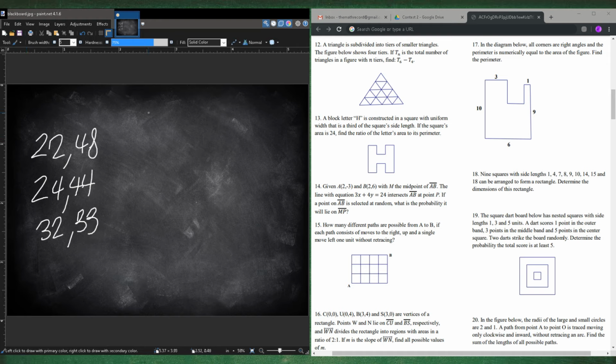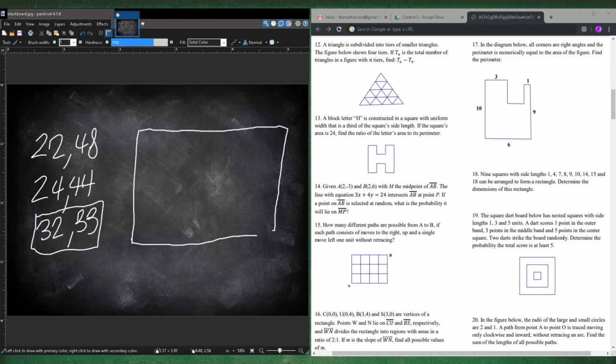To form a rectangle, 32 and 33. Let's just try with 32 and 33, because usually when the numbers are really close to each other, like 32 and 33, that's the possible answer. So let's say we have a rectangle. Let's say the 18 is part of the 32. So right here is 18. So I need a 14 somewhere.